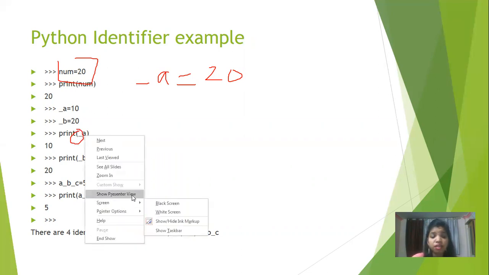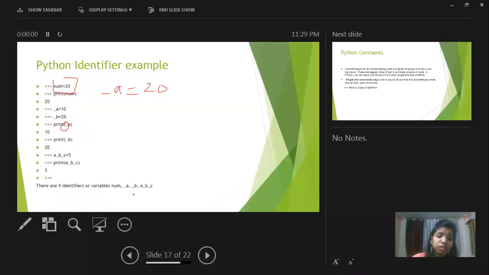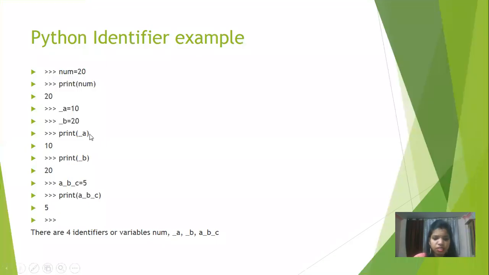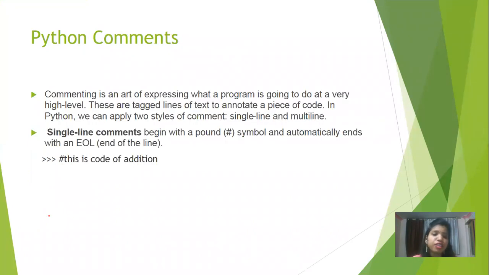Because the variable you have defined and the variable in the print command should be the same. Now next, suppose we have defined _a_b_c equals 5, then print it. It will show the output as well. So these are the methods of how to define a variable.